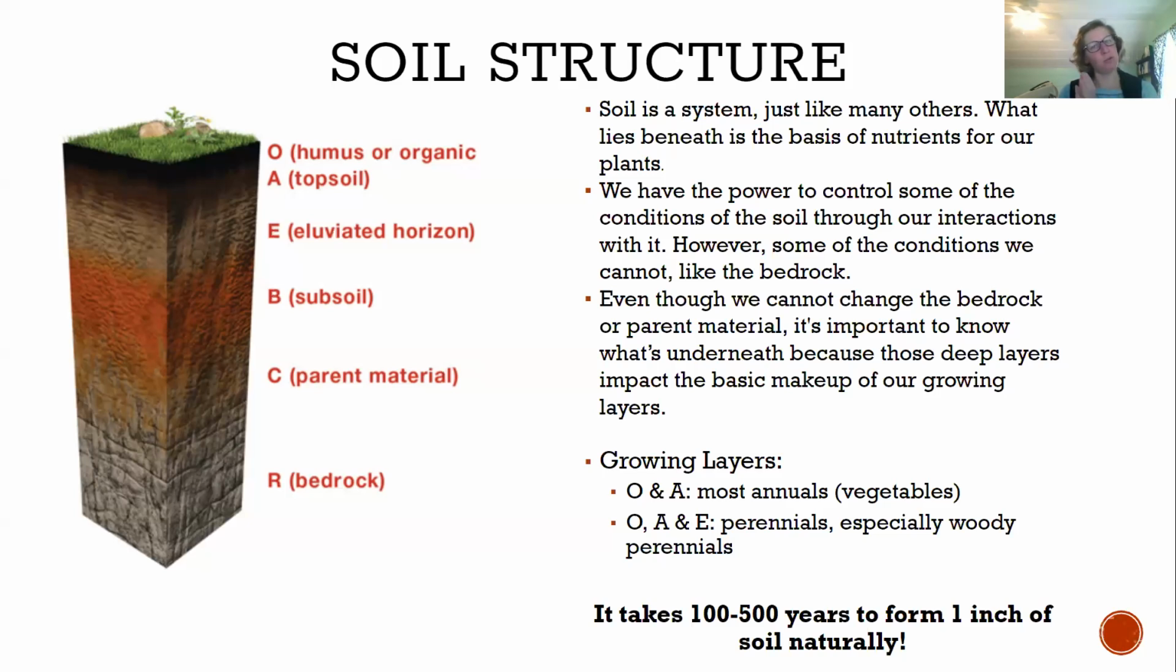So we're going to move forward with our soil structure talk. We are really going to focus on the O and A layers, which is where most of our annual and perennial vegetables are growing. So these are things that don't have tap roots. If you are growing perennials, and particularly trees or larger woody plants, O, A, and E are going to be the three really, really important layers for you going forward.